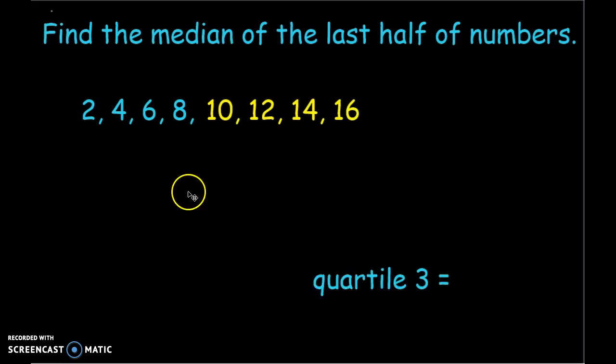Next, we're going to find the median of the last half of the numbers. Because we don't have an odd number, we can't just pick the number in the middle. Again, we have to add the 12 and the 14, and then divide by 2. So 12 plus 14 divided by 2 is going to give us 13, because 26 divided by 2 is 13. So 13 is quartile 3.